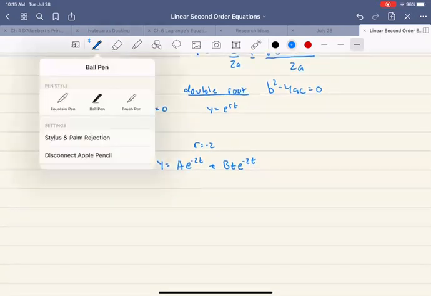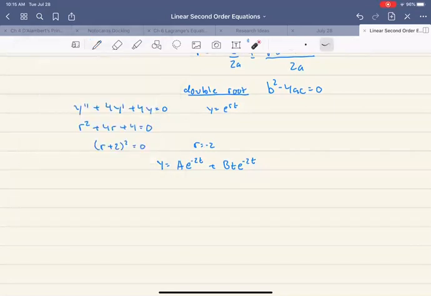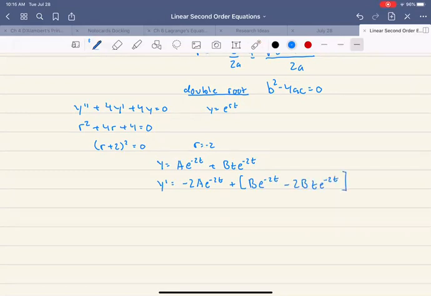So this is y. Let's take y prime. y prime is going to be negative 2a e to the negative 2t, plus, let's do this, that's going to be b e to the negative 2t minus 2b t e to the negative 2t. Okay, so that's y prime.